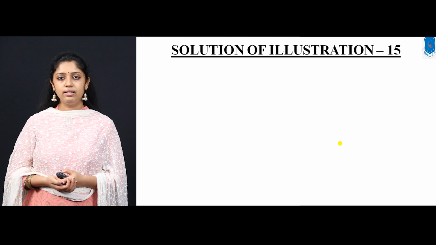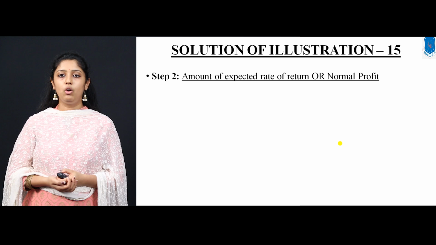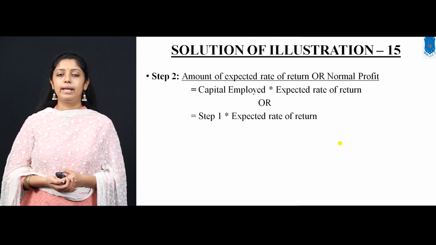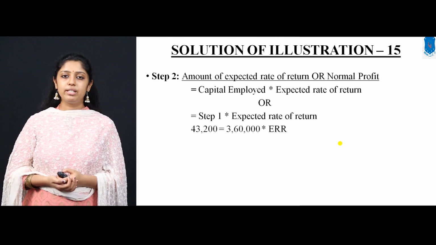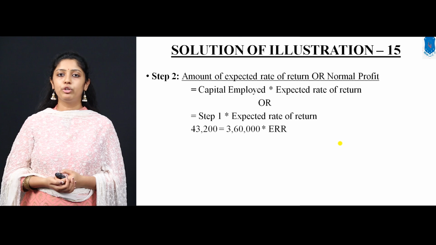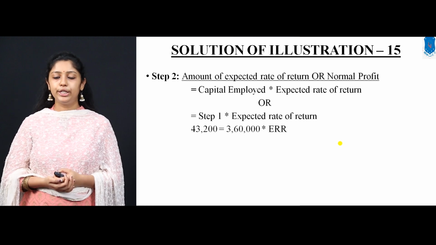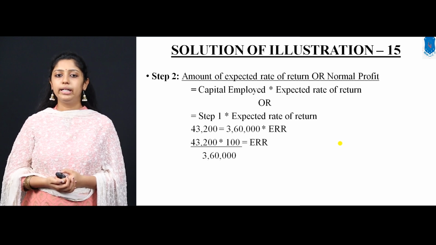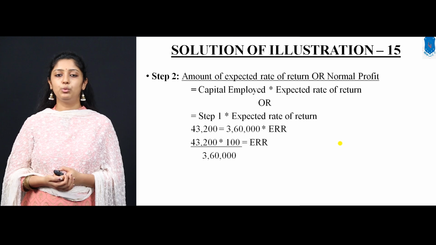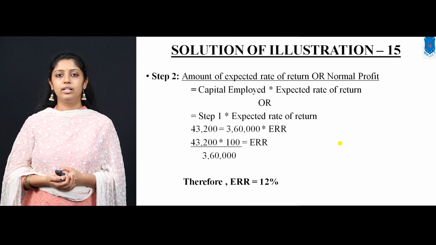And lastly, our final step is to find out the ERR. So step 2, amount of ERR or normal profit is equal to capital employed or step number 1 into ERR. In the previous step we have calculated the amount of ERR, that is 43,200. So 43,200 is equal to 3,60,000 into ERR. So next one, 43,200 into 100 divided by 3,60,000 is equal to ERR. So final answer, therefore expected rate of return is 12%.